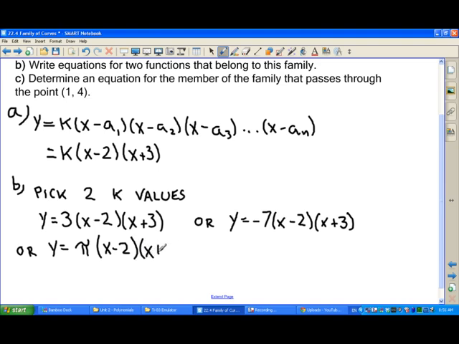And there's another member of this family. Essentially, I need to pick any k value that is a real number, and I would be able to answer this question.